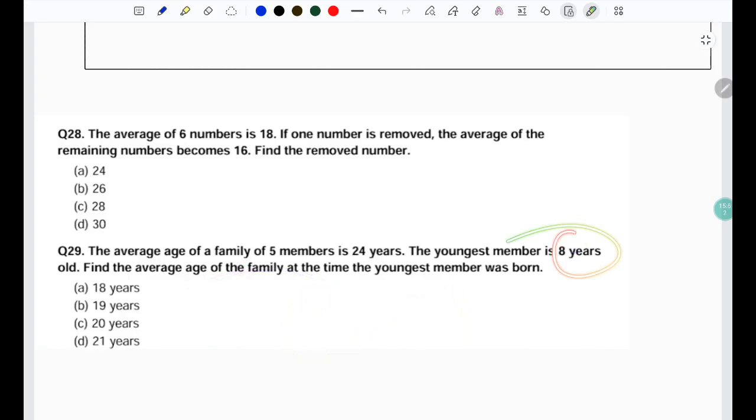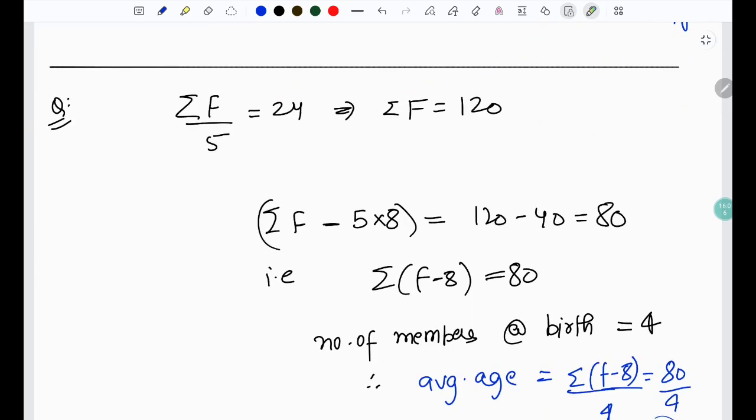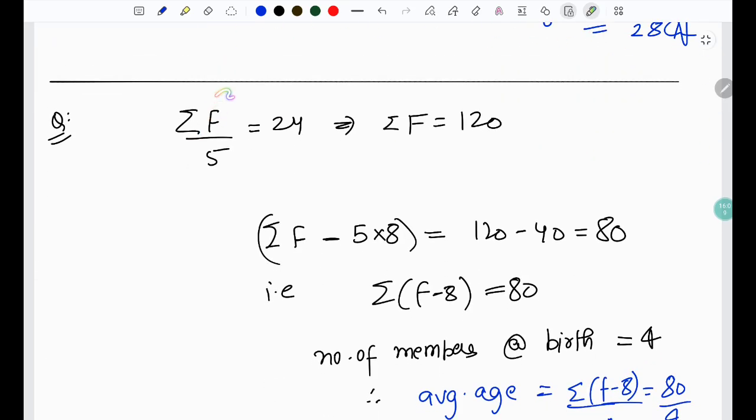The youngest member out of the 5 members was 8 years old. Now we have to find the average age of the family at the time the youngest member was born, where his age must have been 0 years. Let's see. The average of the family members, where we had 5 family members, would be the summation of their individual ages divided by 5.